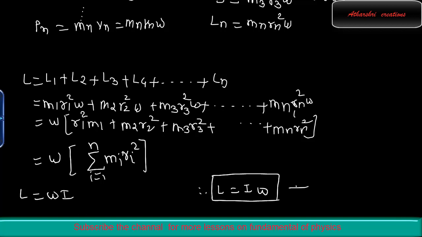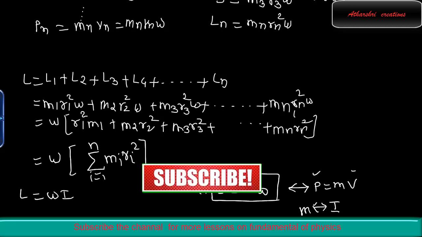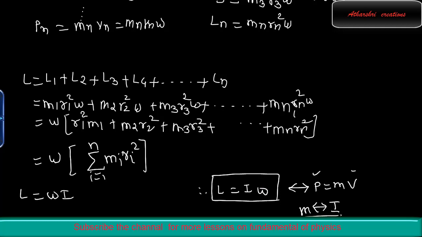Just analyze this equation with linear momentum P equal to mv. We again prove that this m is analogical to the moment of inertia I, because L is angular momentum, P is the linear momentum, omega is angular velocity, V is the linear velocity. Hence we can say this mass is nothing but an analogical quantity with moment of inertia. Both play the same role. Mass plays a role in translatory motion. The same role is played by moment of inertia in rotational motion.